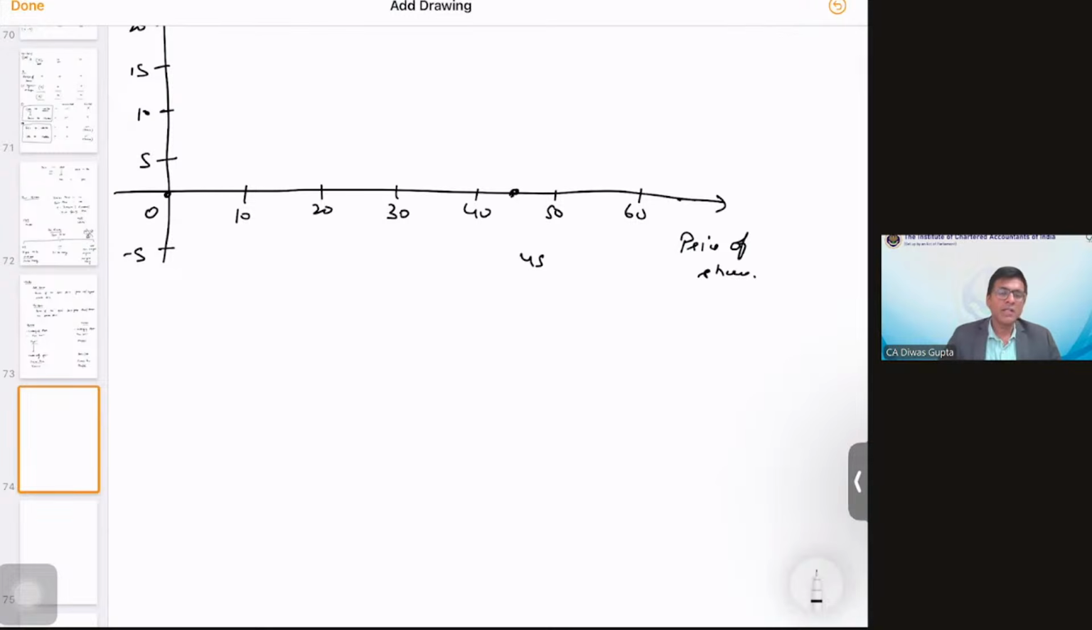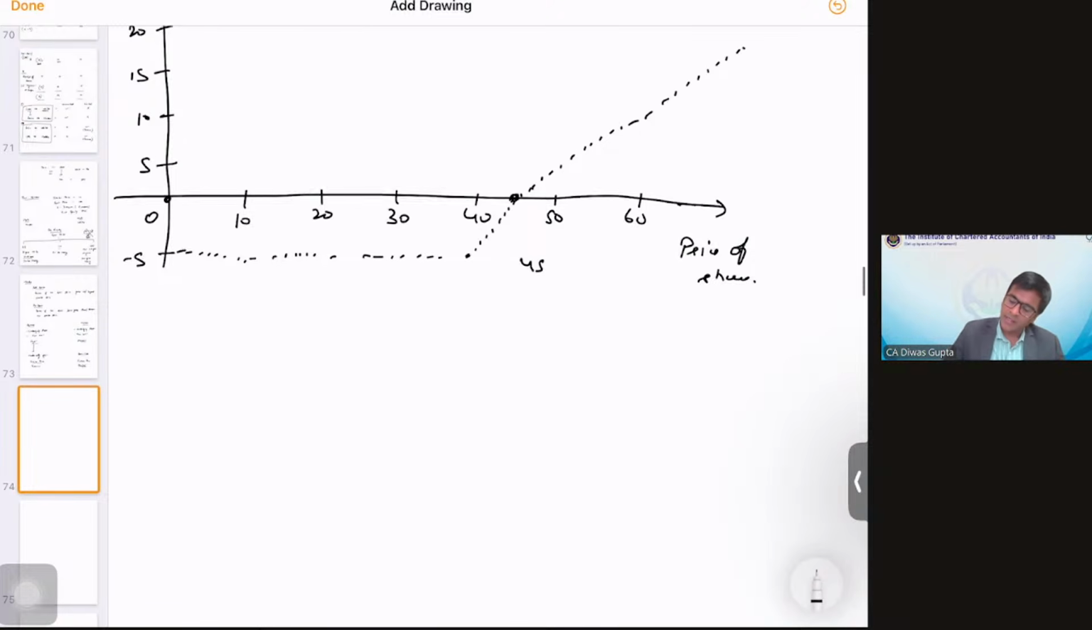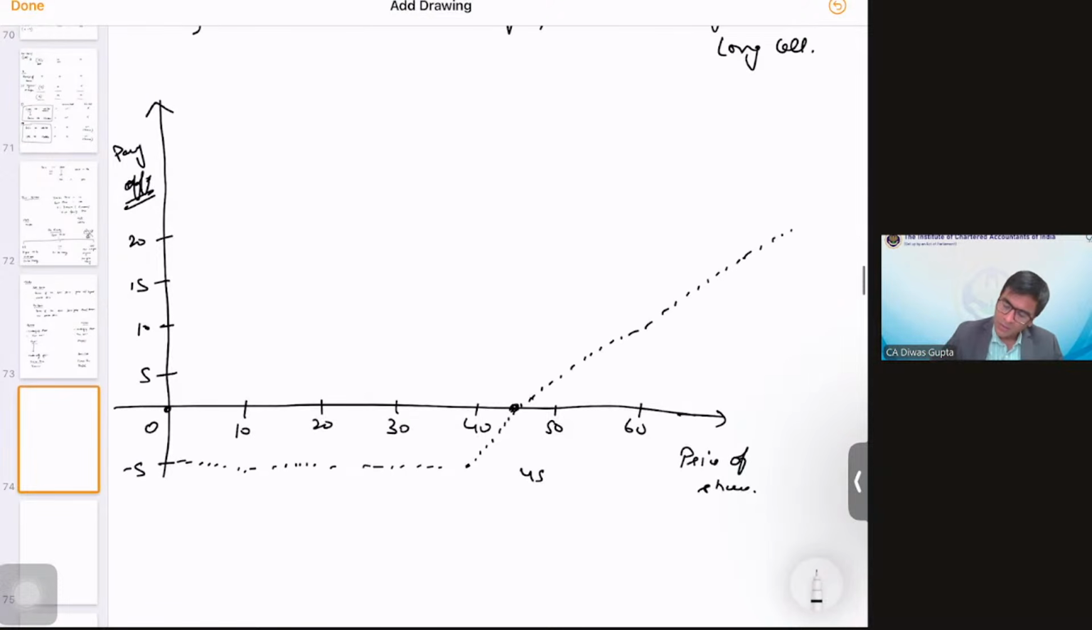Till the time the price is 45, there will be a loss. Yes, very good, Saminathan, there will be a loss of rupees 5. The moment it increases beyond 45, there will be a profit for the option holder. So the graph will look like this. This is the loss situation, and then this is the gain situation.